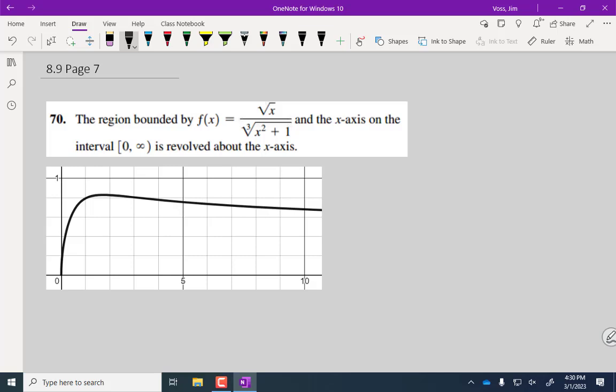Okay, here's another one. So we have this region, and we're going to find the volume and figure out whether the volume of this shape is going to be finite or infinite. Just looking at the graph, our suspicion is it's probably going to be infinite, because this is not going to the x-axis very quickly.